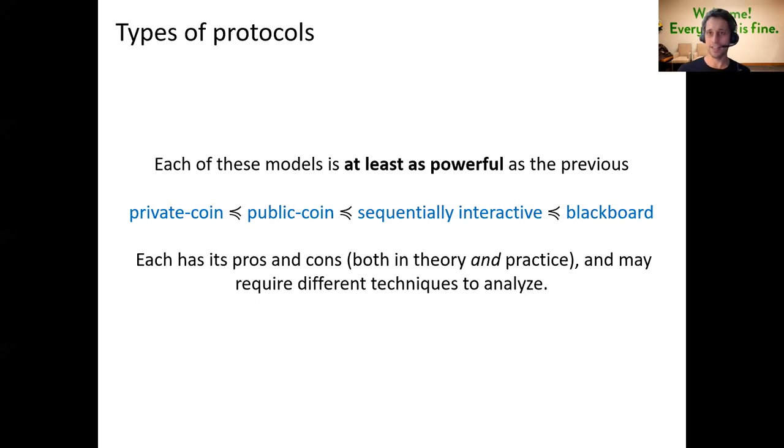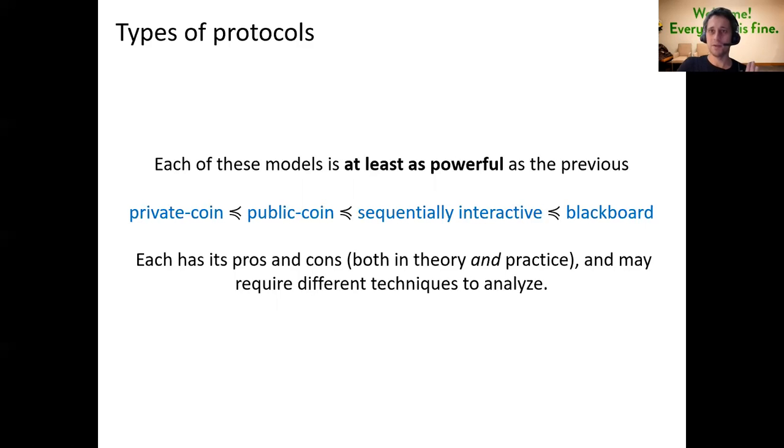etc. And in theory, well, the more interactivity you allow, the harder it gets to prove lower bounds, maybe the easier to prove upper bounds or not. So each of these models has its own specificities and might require different techniques to analyze.